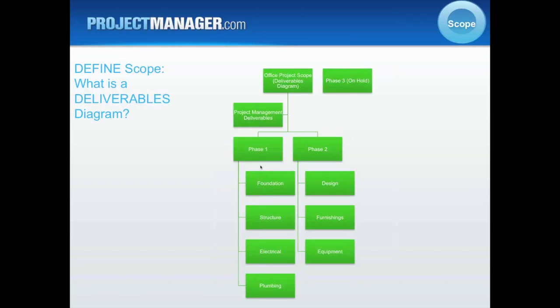Here we've identified 2 phases of this project. Phase 1 is about producing a foundation, the structure of the office, and providing the electrical and plumbing. Phase 2 is going to provide more of the design, furnishings, and equipment. Each one of these green boxes continues to be broken down, representing deliverables. When we talk about the scope of a project, it's everything that's going to be produced as the result of this project. So this is just identifying the scope of this project.